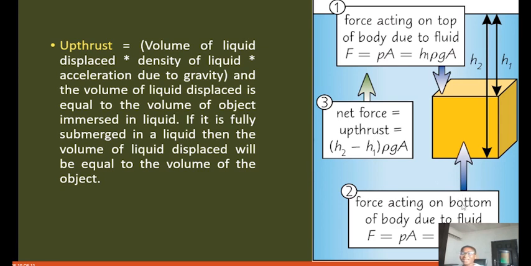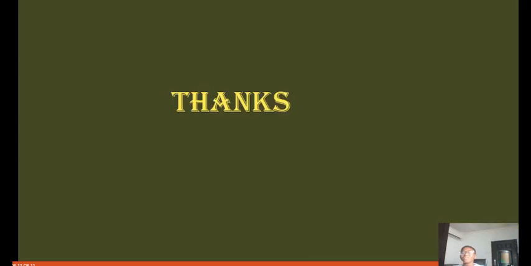The force acting on the bottom of the body due to the fluid is also equal to what? The pressure multiplied by the area, and that is just H2 multiplied by the density multiplied by g multiplied by A. So these are all the forces acting on this particular body submerged in water: an upward force, a downward force, and the net force at the center, which is equal to the upthrust. This is the difference between the heights, H2 minus H1, multiplied by the density, acceleration due to gravity and A, and this is all about liquids. Thank you.